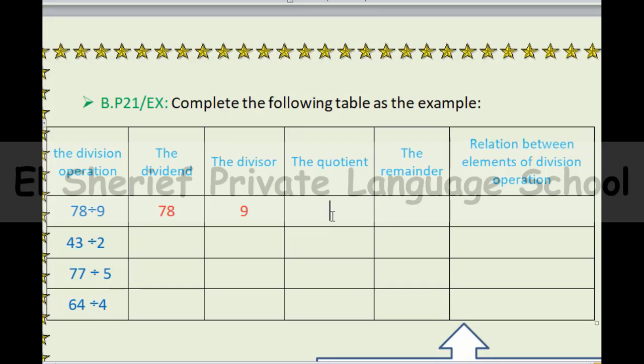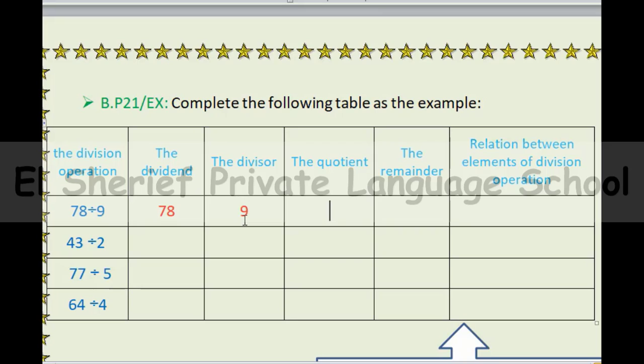So the quotient, okay. We must look at the table of 9. What is the number nearest to 78? This number must equal 78 or be less than it. So, 78 divided by 9: we will look at the table of 9 and see which number is nearest to 78, either equal to 78 or less than it. We can't choose a number greater than 78.